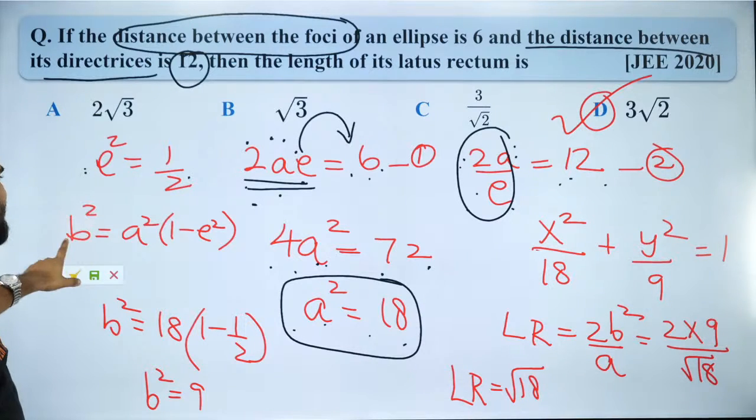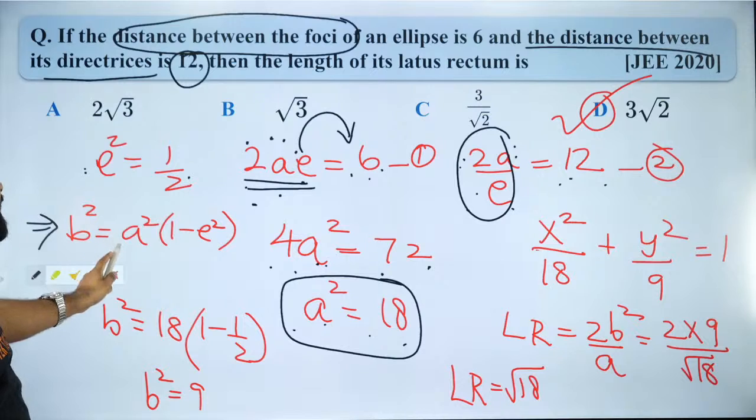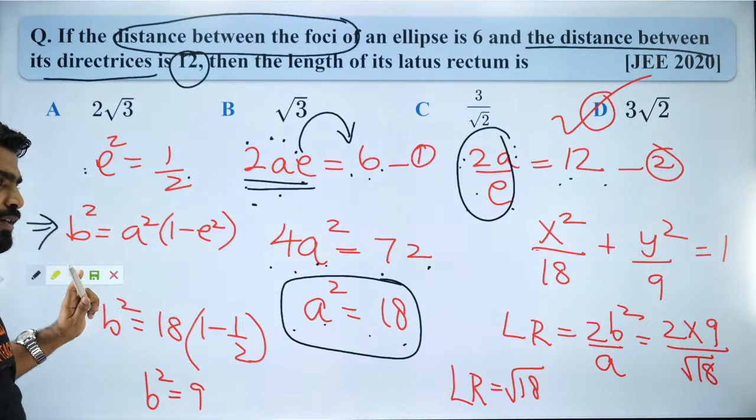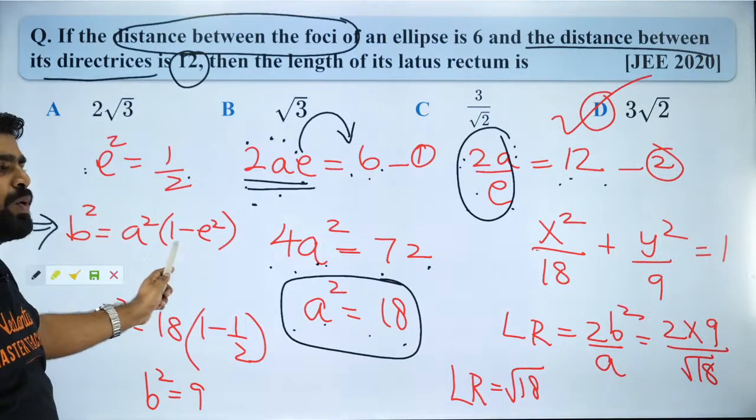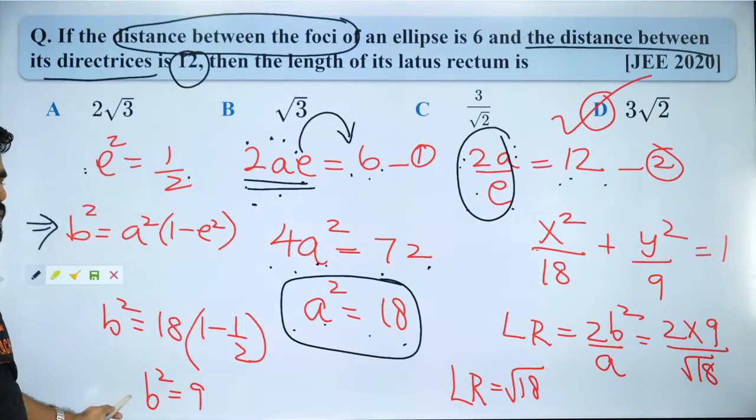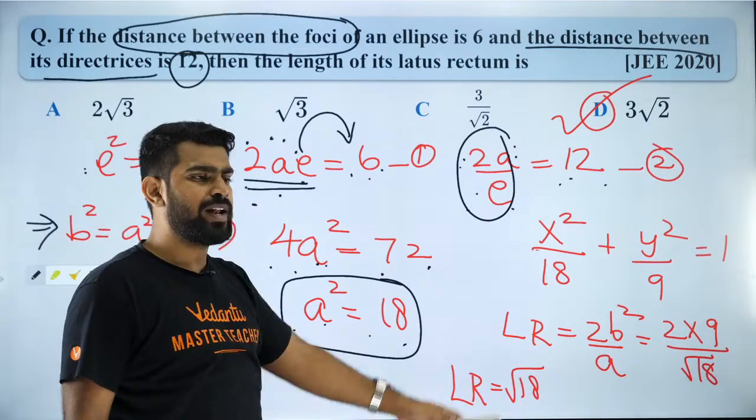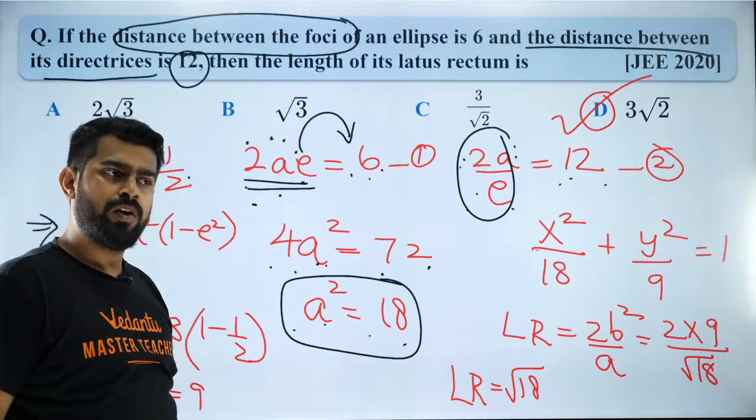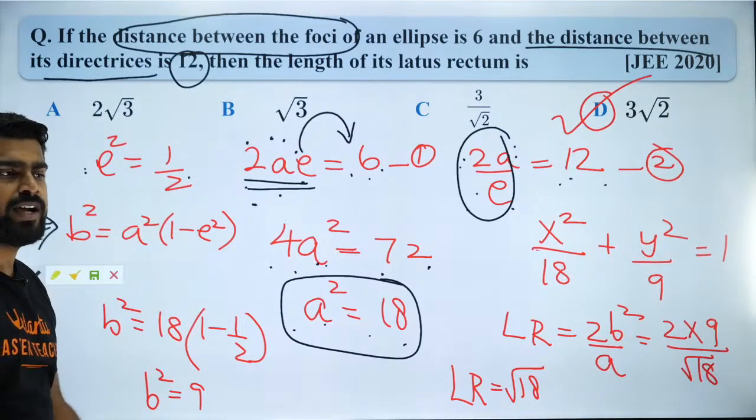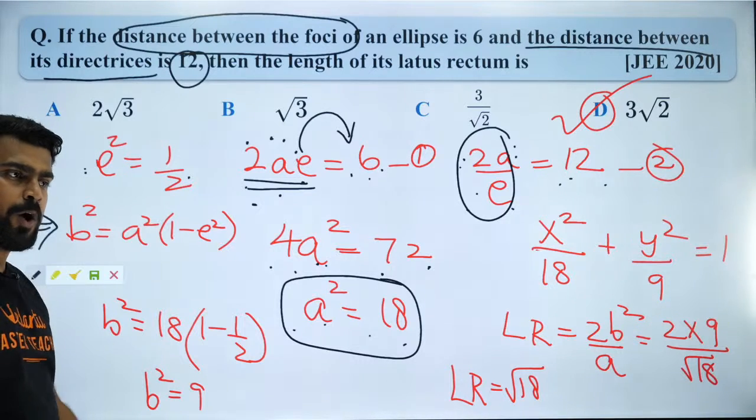So from that I can get what is B square. Because for an ellipse, B square is given as A square into 1 minus E square. When I do that, I'll get B square also. So after I get A square and B square, the question is done. Because latus rectum is 2B square by A. Understood? Is that clear to everybody? All of you got it?